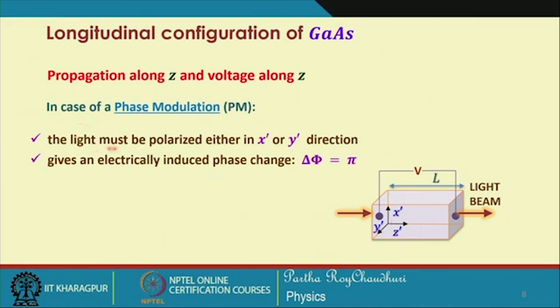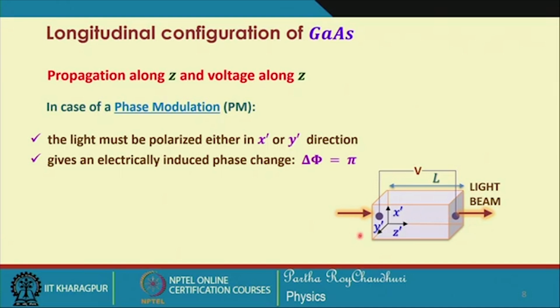So, in this case the light must be polarized either in the x dash or y dash direction, as I have mentioned, because once you apply the voltage, for the polarization axis x dash or y dash, I only require the change in the refractive index along any of these directions, which will modulate the light, and there will be no analyzer at the output.